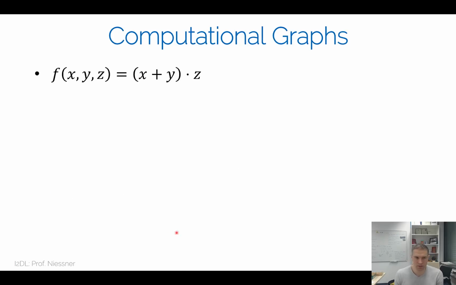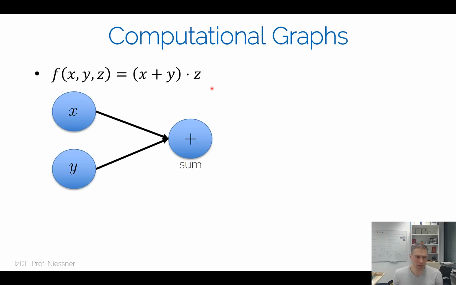Okay, let's say we have a simple function. Let's say we have a function f. f takes as input x, y, and z. And what we want to do is say, well, x is first added to y, and then the result of this is multiplied by z. So (x plus y) times z. This is what we now want to represent as a computational graph.